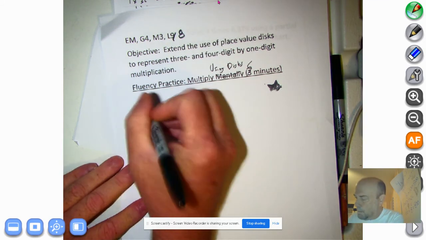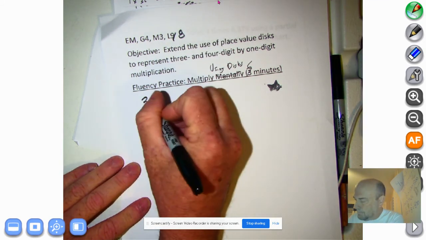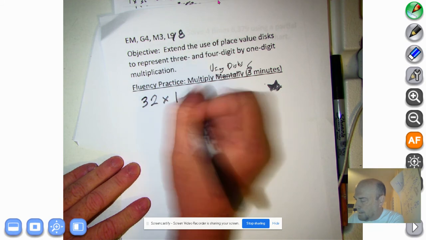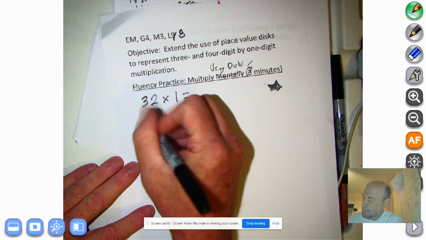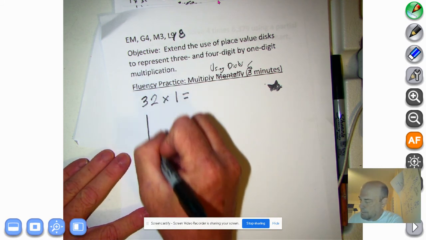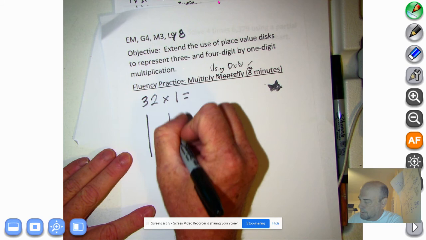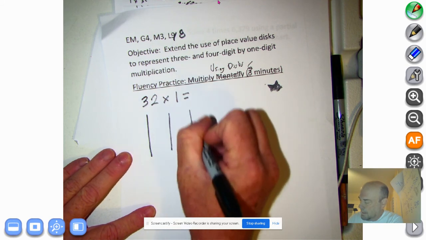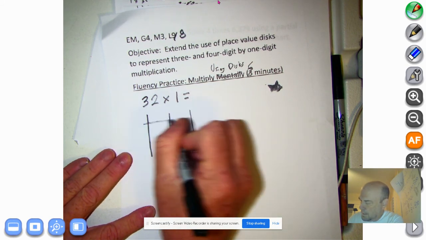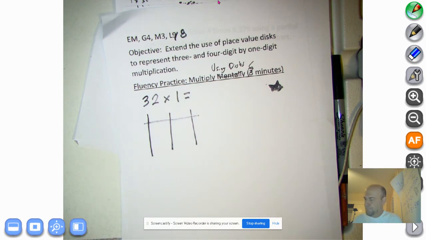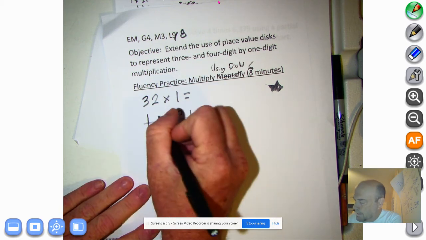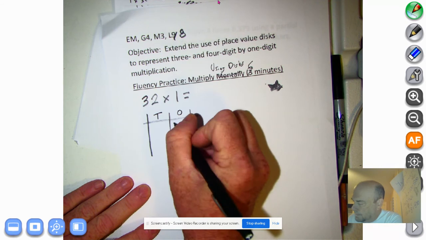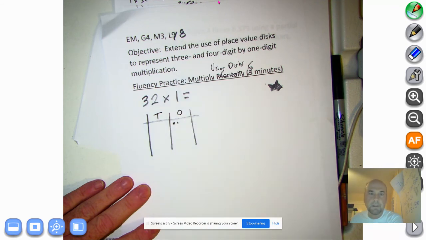We'll do 32 times 1. Okay, you know the answer to that. But let's go ahead and create the place value charts. Running out of ink there. And here are our 1s. And here are our 10s. We have 2 1s. I'm not making circles, I'm just making those little dots.